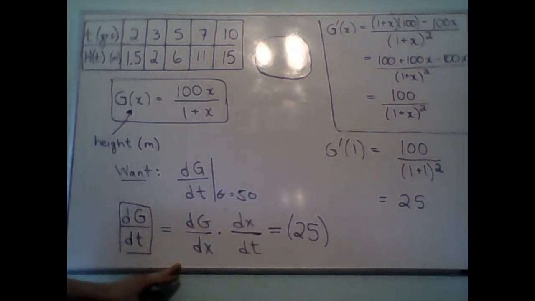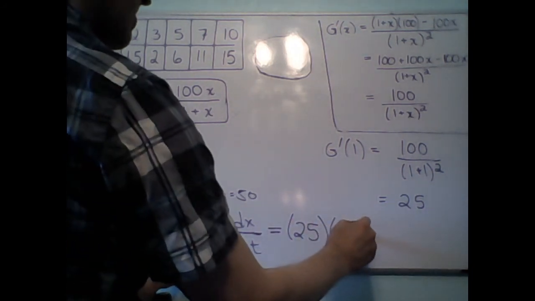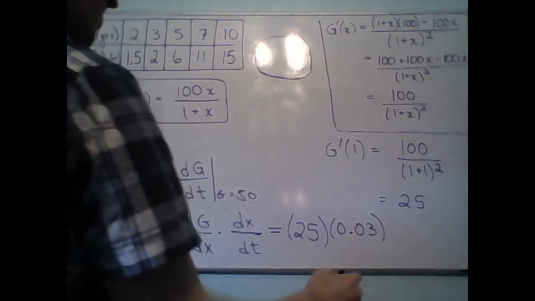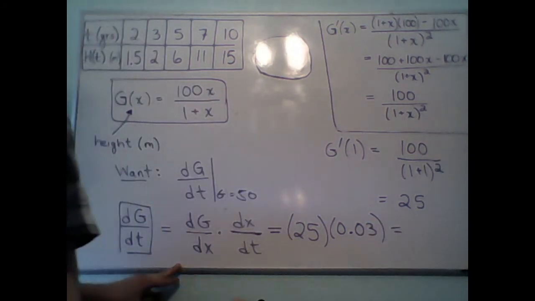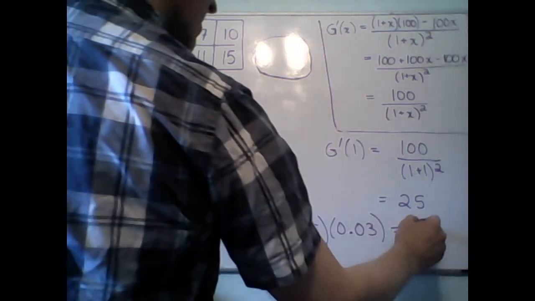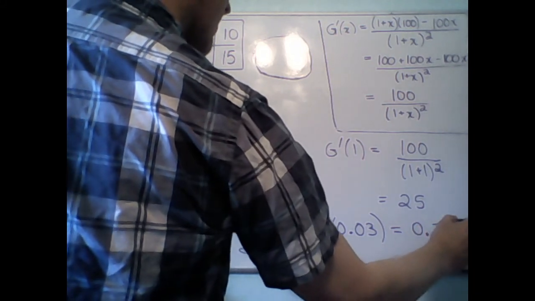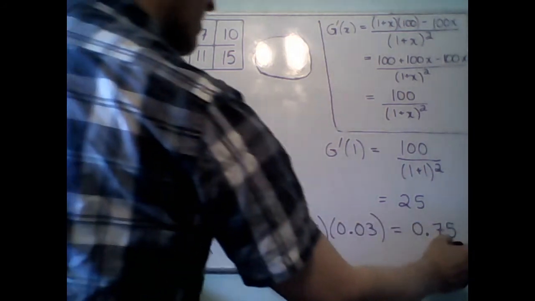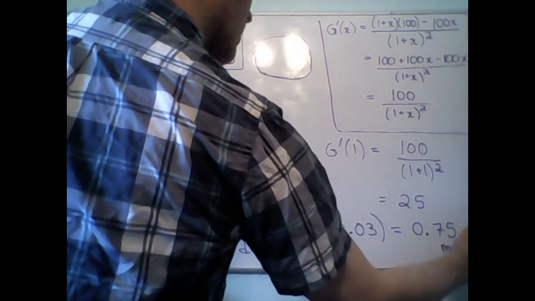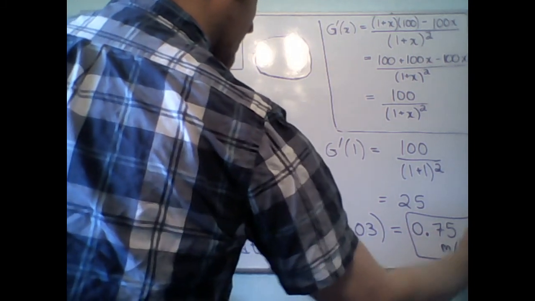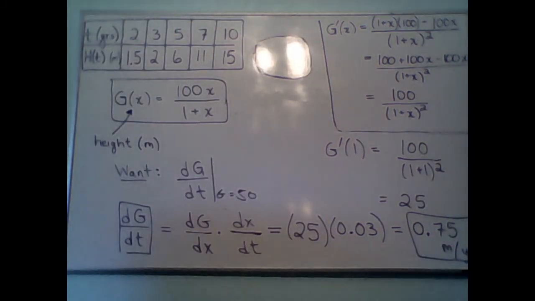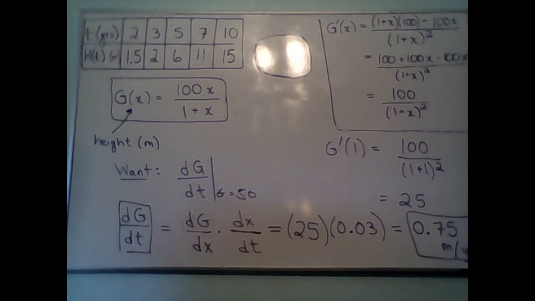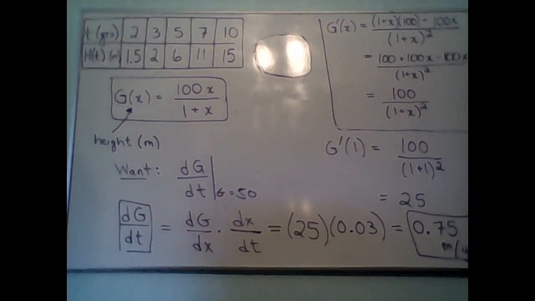And dx dt was 0.03. That was what we were given. So the answer is, I guess 25 times 3 is 75, so this is 0.75 meters per year. And that will be the answer on part D. Pretty tricky little problem for a calculus AB level problem. It's on both tests. There you go.